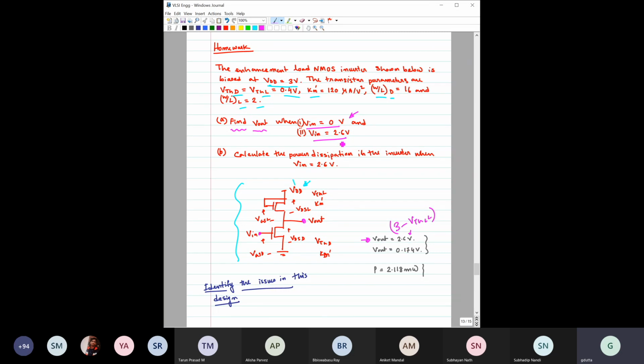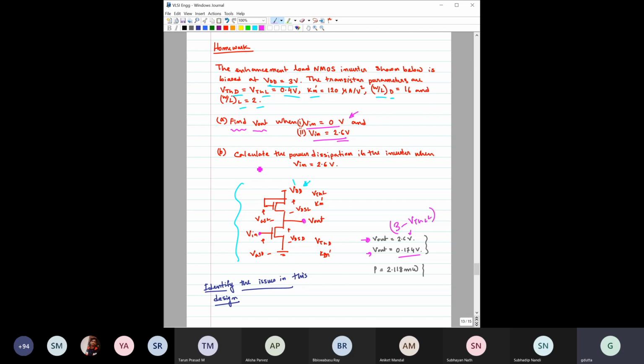For the other one, that is 2.6, yeah, you need the equation. You have to put it in the equation and find it. So please check it out. This is what I got. Please do cross check whether you are also getting this value or not. If you are getting some other value, please let me know in the next class.